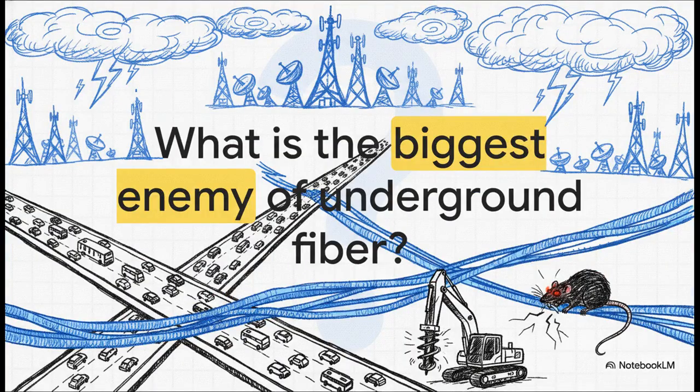We've conquered the air, but let me ask you this. If the weather is the biggest threat above ground, what on earth is the biggest enemy of underground fiber optic cables? Let's transition from those windy towers down to the chaotic city streets. And spoiler alert, it's not giant city rats.